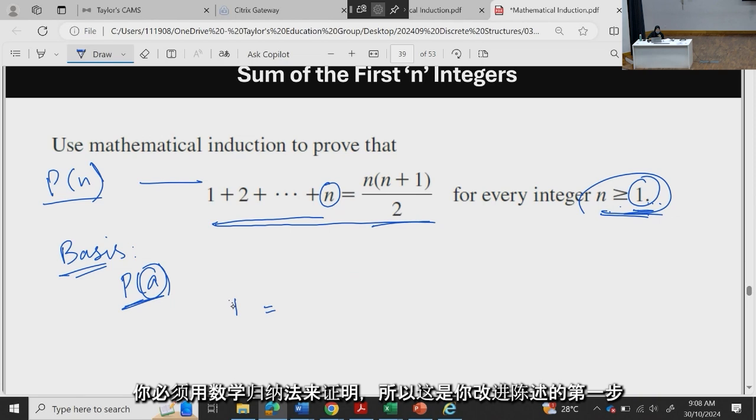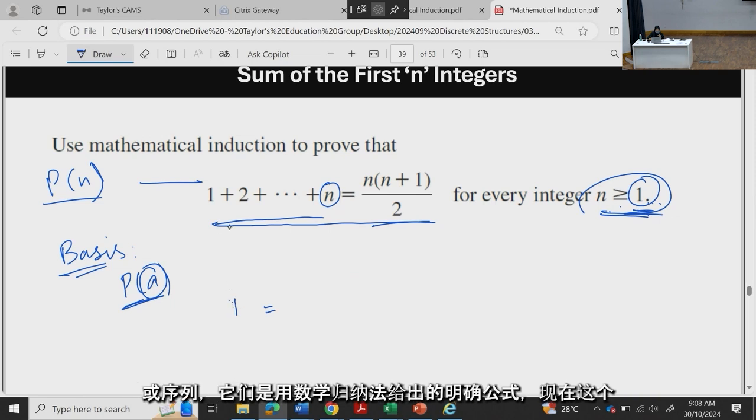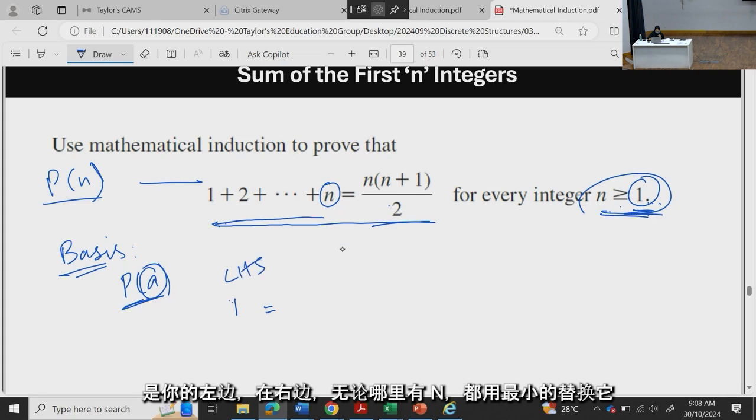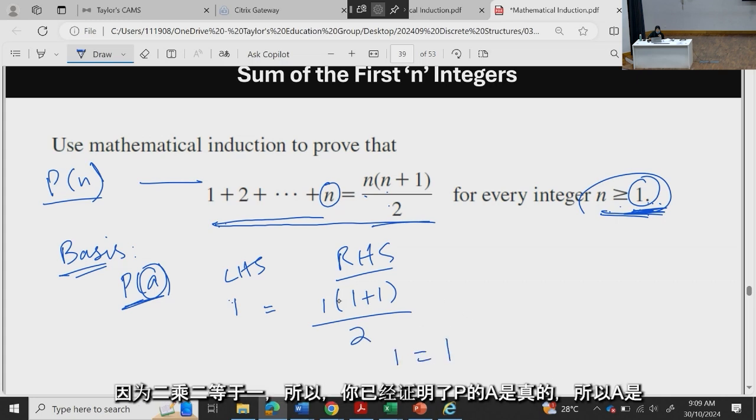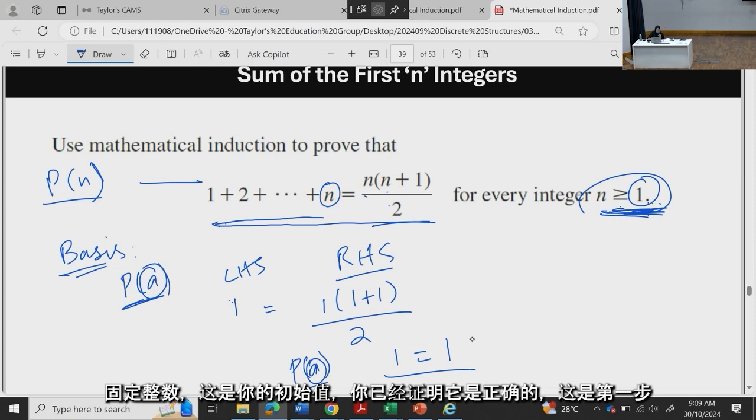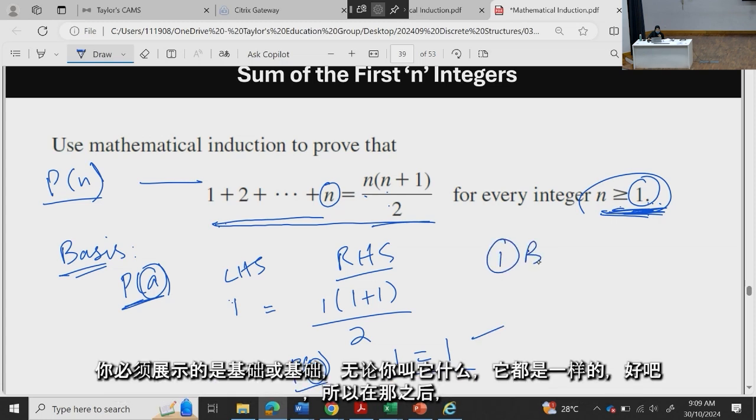So this is your first step in proving statements or sequences, and their given explicit formula, using mathematical induction. Now this was your left hand side. On the right hand side, wherever you have n, replace it with the smallest value or initial value given to you, and simplify. The answer you will get is 1, because 2 by 2 is 1. So you have proved p of a to be true. Okay, so a was some fixed integer which was your initial value. You have proved it to be true. This is the first step that you have to show. Basis or base, whatever you call it, it's the same thing.